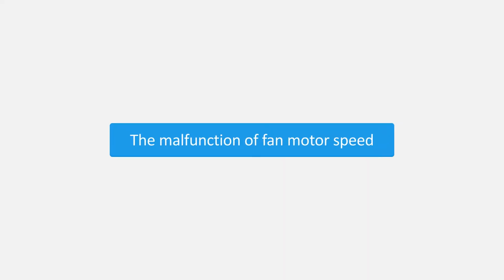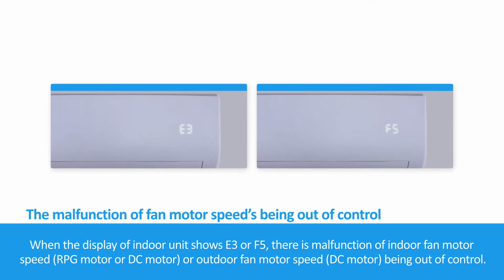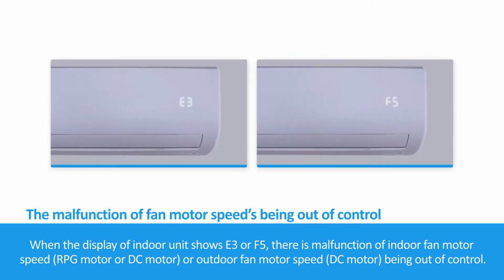The malfunction of fan motor speed. When the display of the indoor unit shows E3 or F5, there is a malfunction of indoor fan motor speed, RPG motor or DC motor, or outdoor fan motor speed, DC motor being out of control.